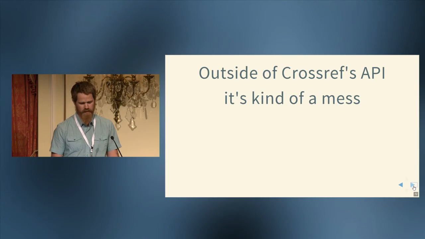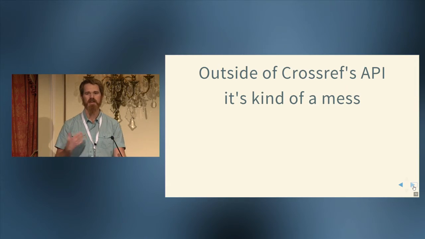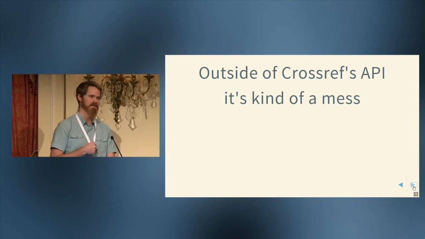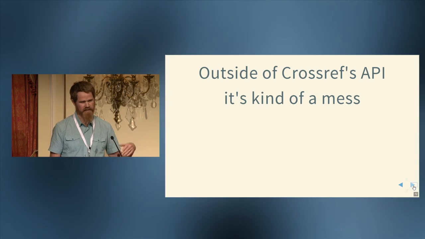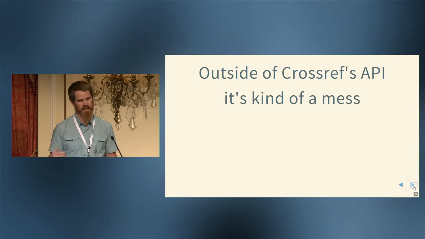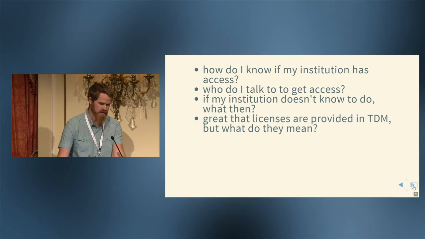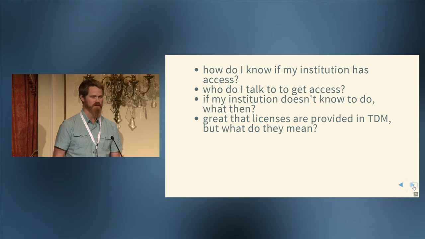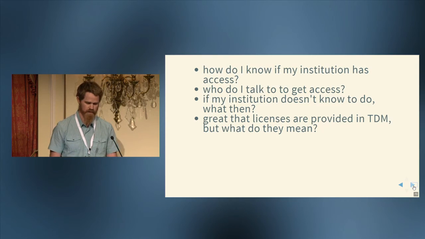Outside of Crossref's API, it's kind of a mess. And I don't mean that as a negative thing. I just mean the heterogeneity introduces messiness. Inside the Crossref Search API, which is amazing, it's great, that's a single source of a lot of data that's easy to work with. But once we get into other things, it's hard to know. It's hard to create great tools around that because there's so much heterogeneity.